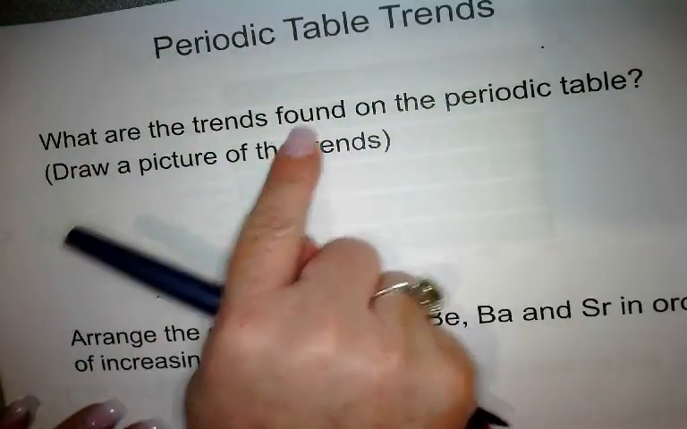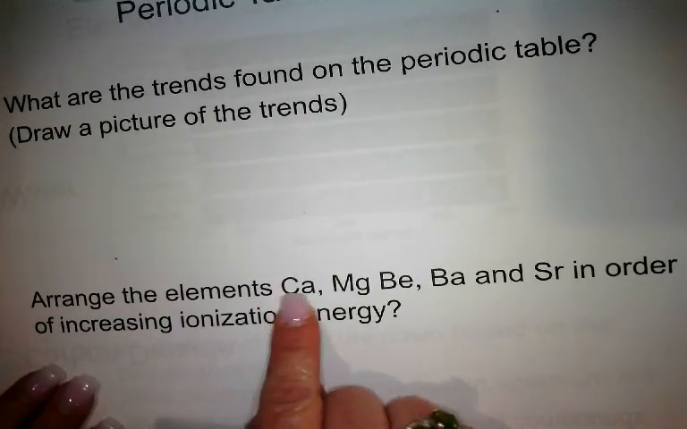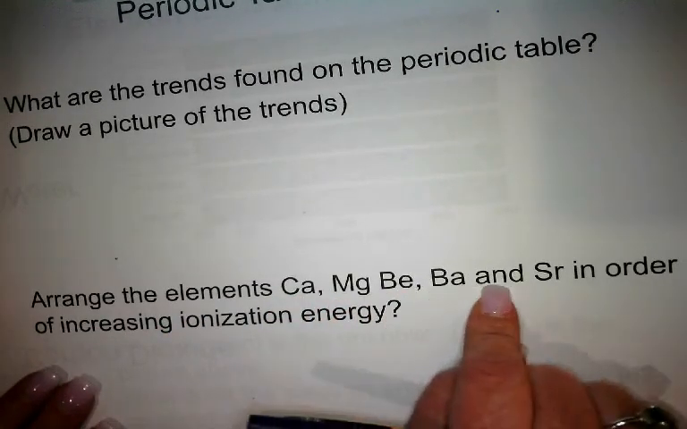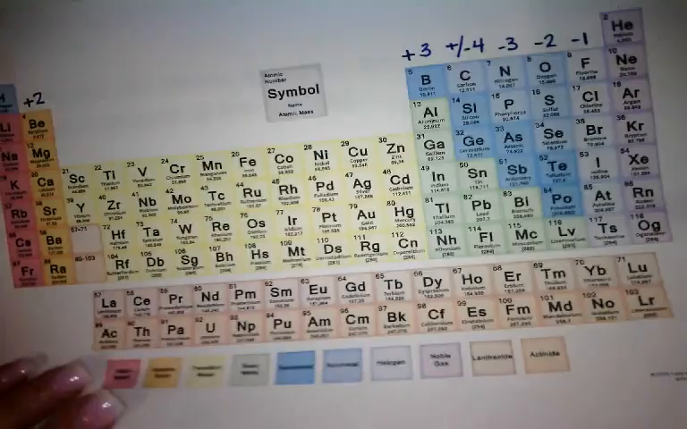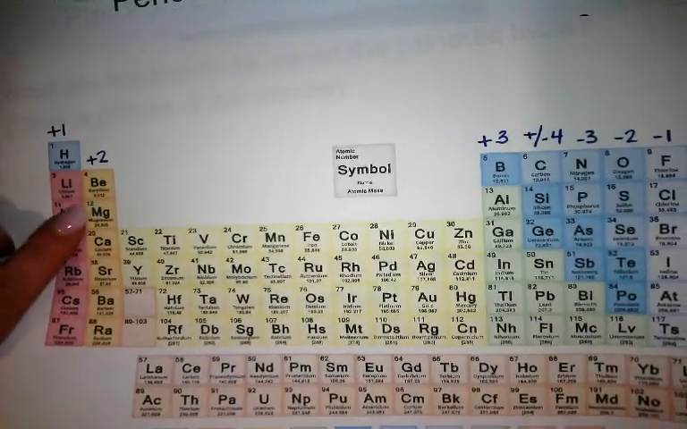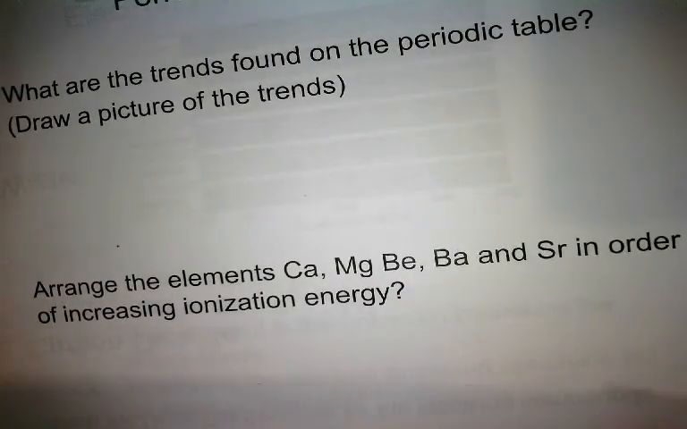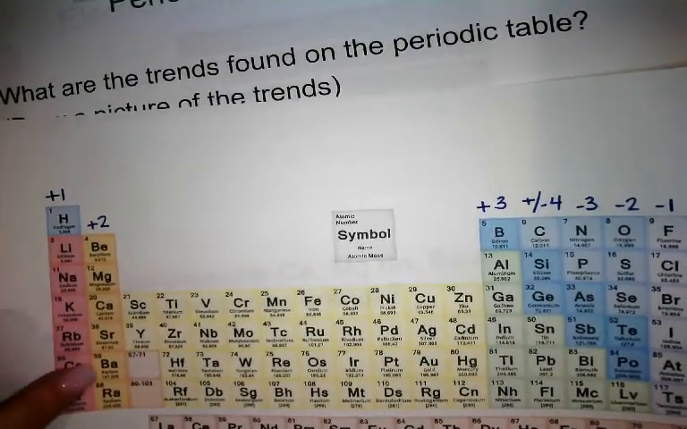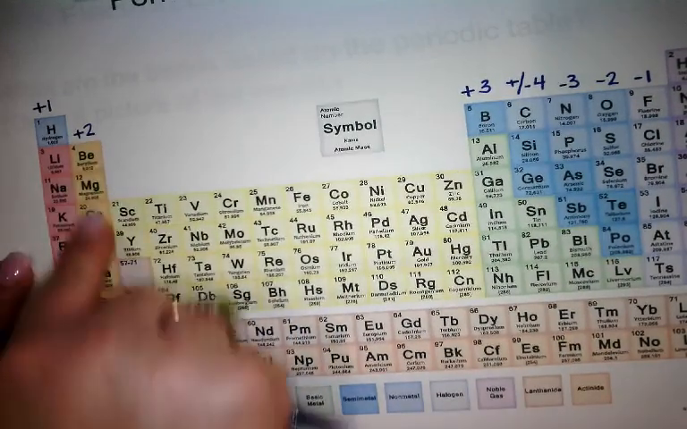Okay. This one says arrange the elements Ca, Mg, Be, Ba, and Sr in order of increasing ionization energy. So you're going to have to look to see where they're at on the periodic table. So I have Ca over here. And I have Mg. Be, Ba, and Sr. So basically it's this one right here, this second column, and it's wanting us to rank them in an order.